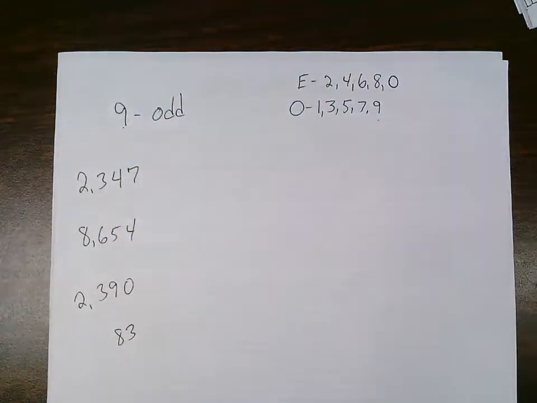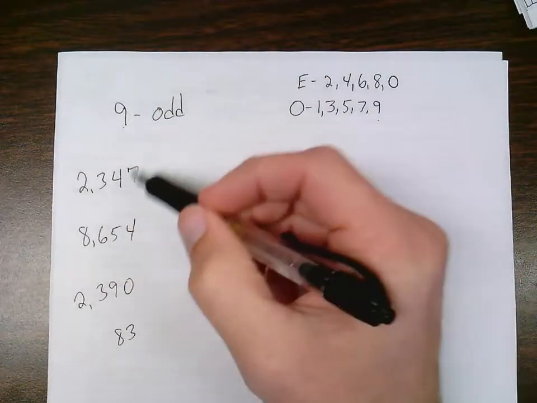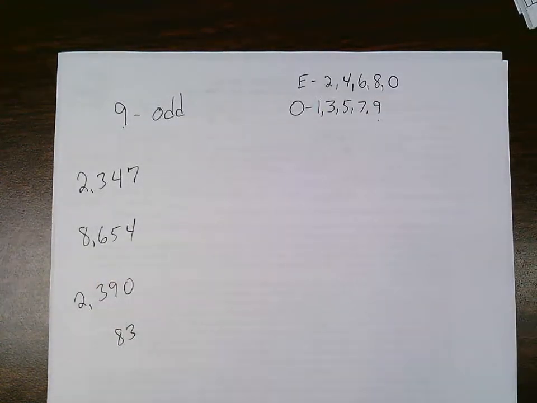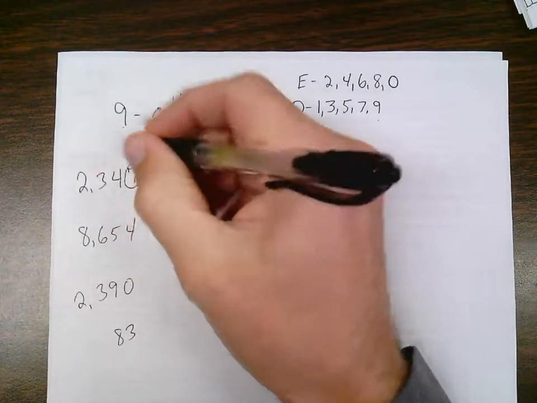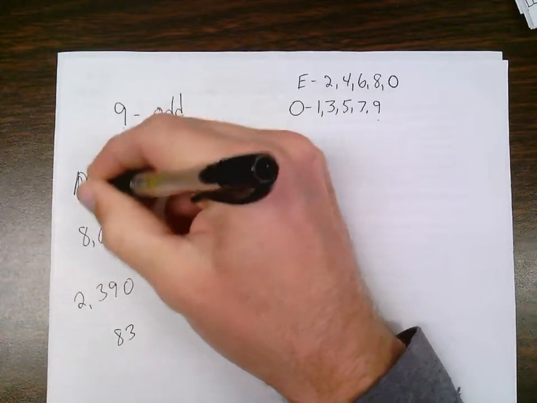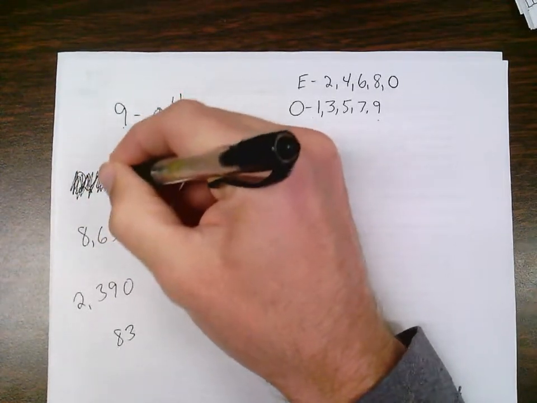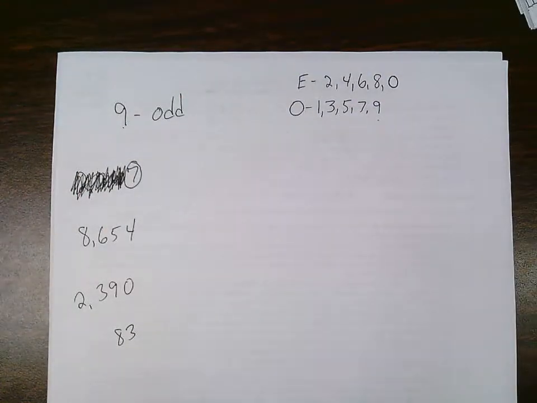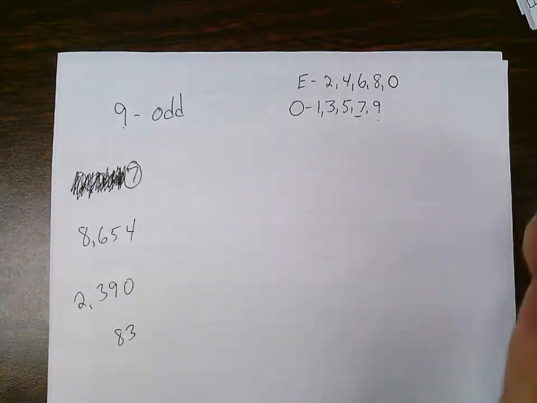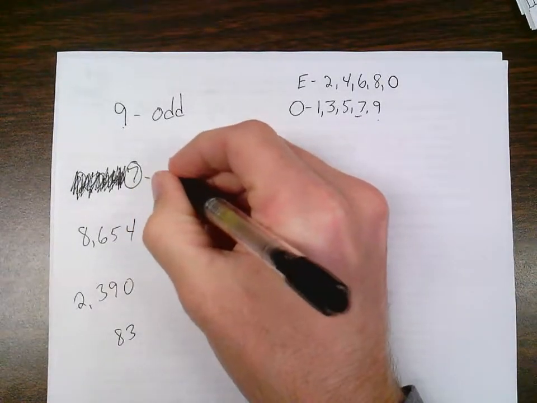When my numbers get bigger than just in the ones place, like this, 2,347, all I need to look at is just the ones place to figure out if it's odd or even. So I circle the ones place, and I can scribble out everything else in the number. I don't need any other digit, any other place to figure out if it's odd or even. So that number in the ones place is a 7. 7 is an odd number, so that number is odd.